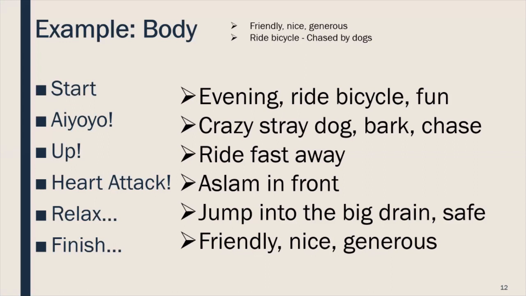The dog eventually gets bored, so the dog walks away. You find out, hey, this kid is my neighbor, Aslam. Okay, nice to meet you. And then you find out Aslam is very friendly. Aslam is very nice and very generous. That's why I'm his friend now.